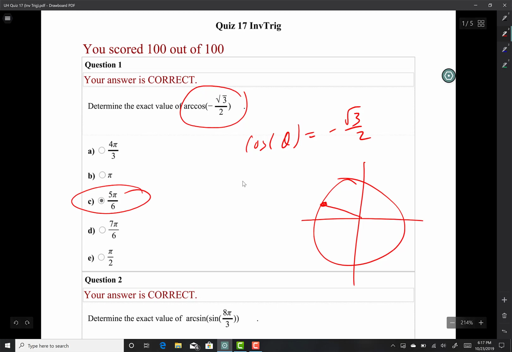And I know what you're thinking, Chavez, I do not understand why the answer is not 7 pi over 6. Well, that is an angle, but this is the one the calculator is going to spit out when you type this in. It's going to spit out 5 pi over 6 because that's the first one we hit. All right, guys, let's go to the next one.